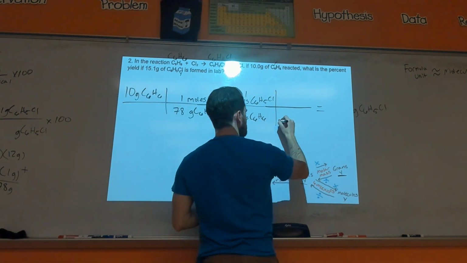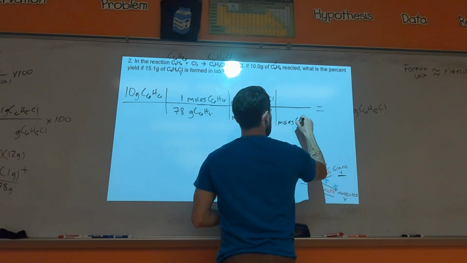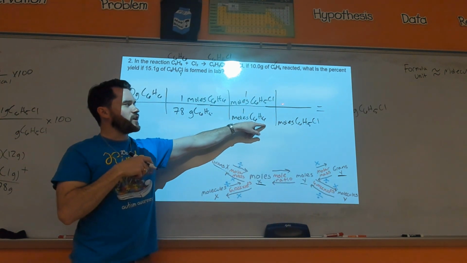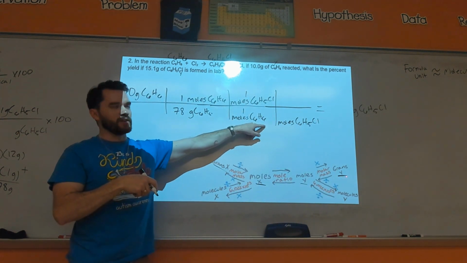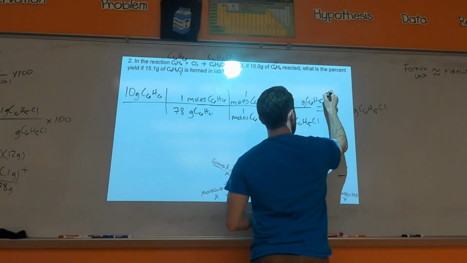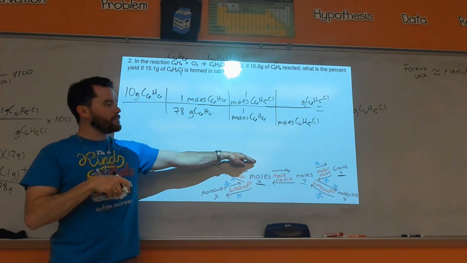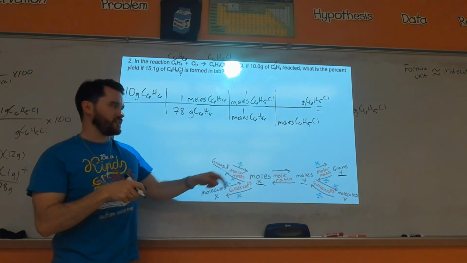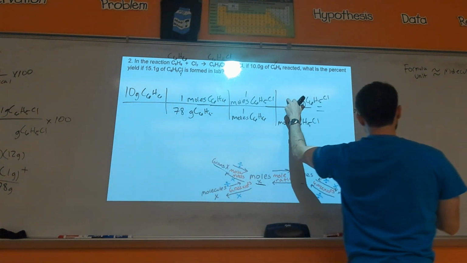So moles of C6H5Cl, that's going to go diagonal, so they can cancel. And then on top here is the next unit you're finding, which is grams of C6H5Cl. So to get there, you're going to multiply by the molar mass of C6H5Cl. So in 1 mole, how many grams are there?